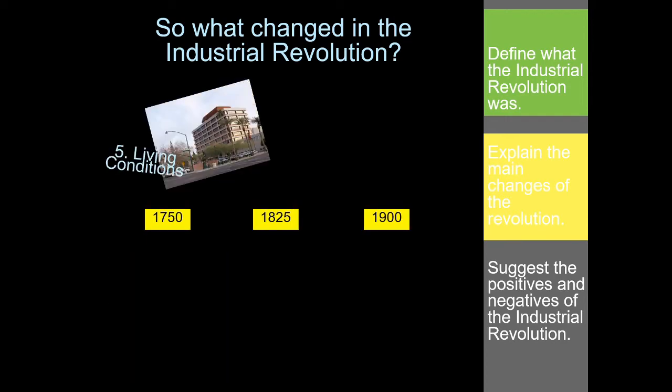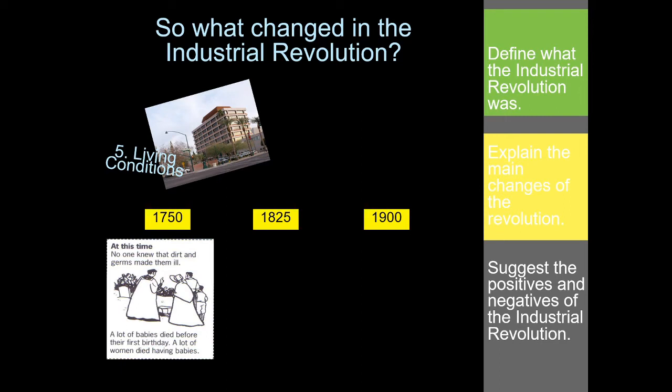Okay, living conditions. So how people lived. At this time in the 1750s, no one knew that dirt and germs made people ill. A lot of babies died before their first birthday. A lot of women died having babies. So you can imagine it was just a much more dangerous time to live. That's why the population was so much lower again.